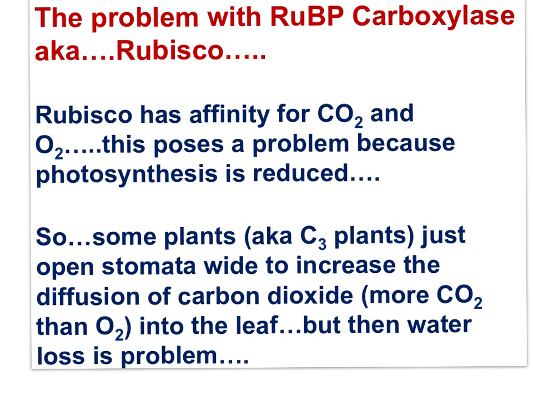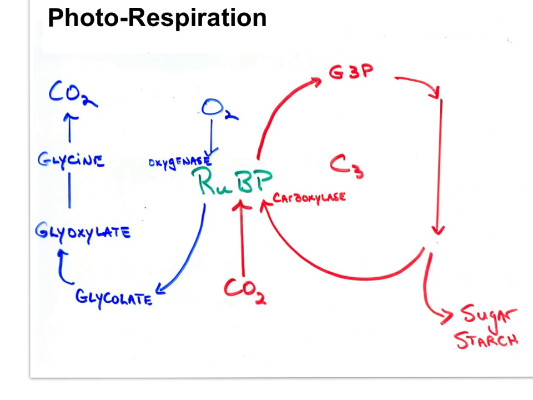But if stomata remain wide open, water loss is increased. Now, this is not a problem for plants that live in wet environments, but it is certainly an issue in dry environments. Rubisco's affinity for oxygen gets worse. Rubisco, when it fixes carbon dioxide, is called RuBP carboxylase. When it fixes oxygen, it's called RuBP oxygenase. But when Rubisco fixes oxygen instead of carbon dioxide, CO2 is actually released, lost from the plant.